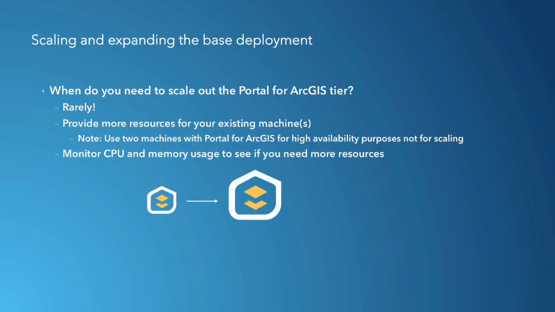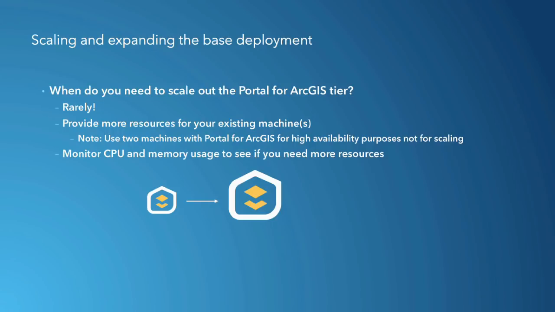Portal for ArcGIS also doesn't scale across multiple machines. So if you do monitor your system and find yourself needing more horsepower for some reason, the way to scale Portal is to get a bigger box. It's not adding more machines. That's different from ArcGIS Server, right? Now, Portal does support a 2-machine setup, but that's for the purposes of high availability, not for scaling. You get a little bit of scaling with that as well, but that's not the primary purpose.